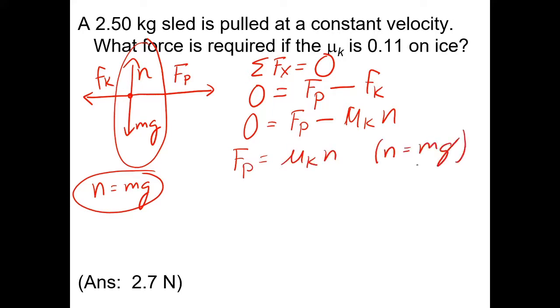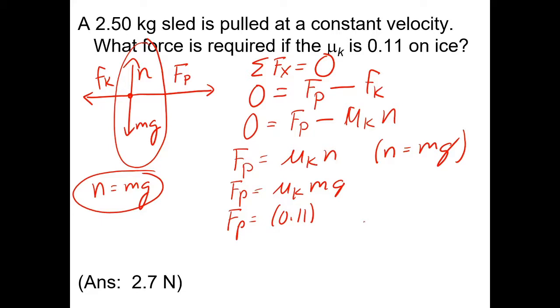And we already said normal is equal to mg. If there was an additional force, if somebody was pulling up on the sled, like if you were pulling at an angle, then things would be different. But in this case, there's no additional forces, so normal just equals mg. So force pull is mu k mg. At this point, it's pretty straightforward. We just substitute.